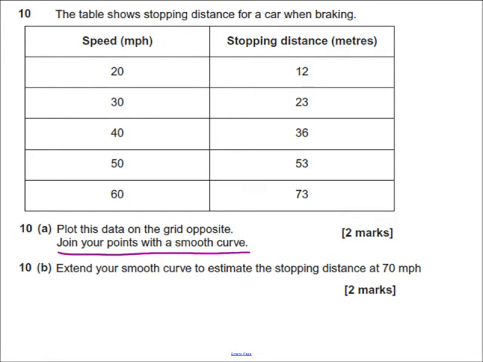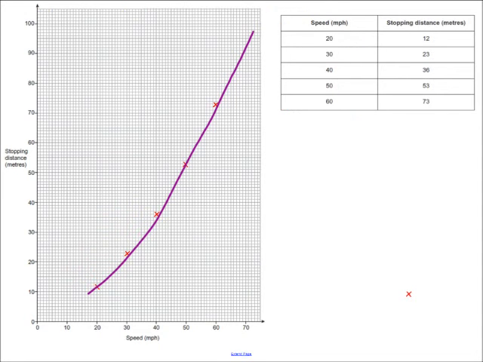Okay, so going back to question 10a, we've plotted the points and drawn the smooth curve as best we can. What we need to do now is extend the curve and estimate the stopping distance at 70 miles an hour. So we go back to our smooth curve and we go from 70 miles an hour and then look up the reading for the stopping distance. So let's do that.